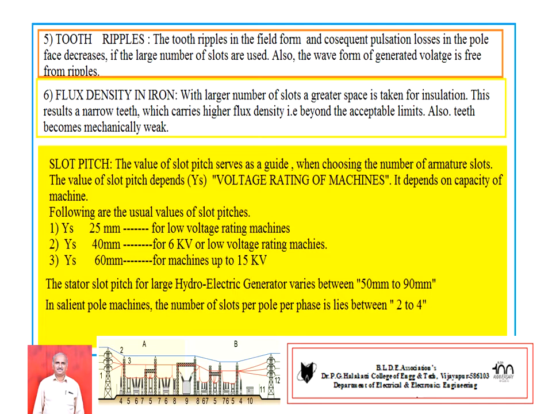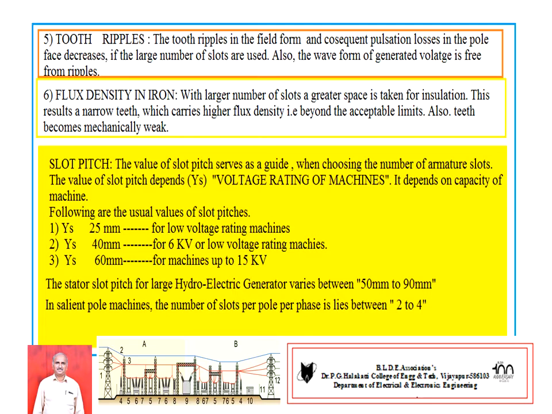But we have to keep this flux density value in the teeth under a certain safe limit. That is also one of the important factors. Getting the idea, we have to keep the flux density maximum at 1.7 or 1.8 Webers per meter square. Beyond this, the value should not be required. This is also one of the limitations of design. Also, teeth become mechanically weak. Hence, as a consideration of this, armature slots are used.